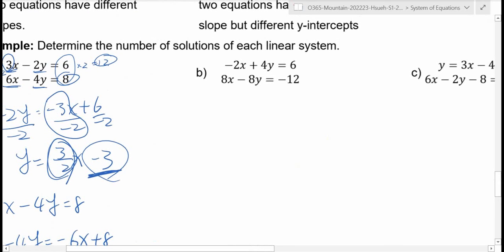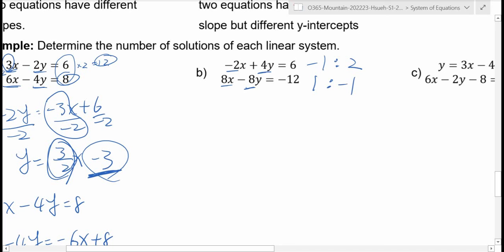Now let's look at part B. What I do notice is that the coefficients of x and y do not have the same ratio. That's negative 2 to positive 4, and this is 8 to negative 8. So this is a negative 1 to 2 ratio, and this is a 1 to negative 1 ratio.